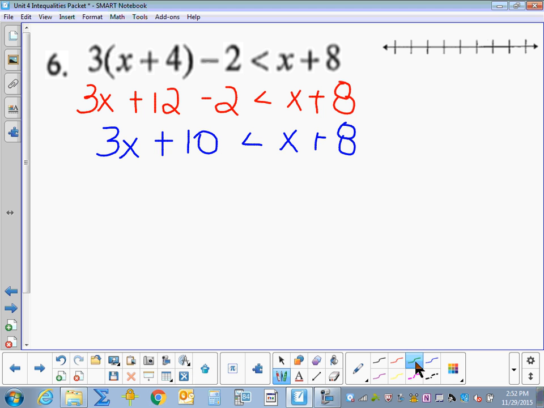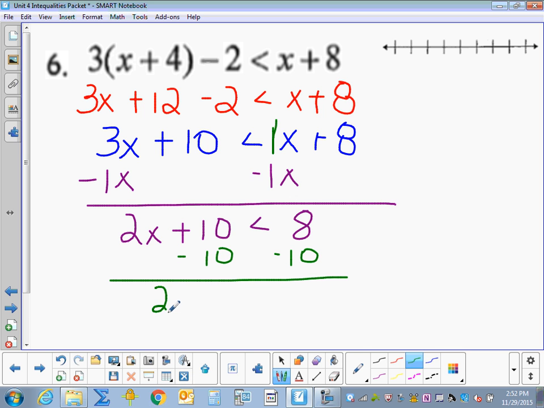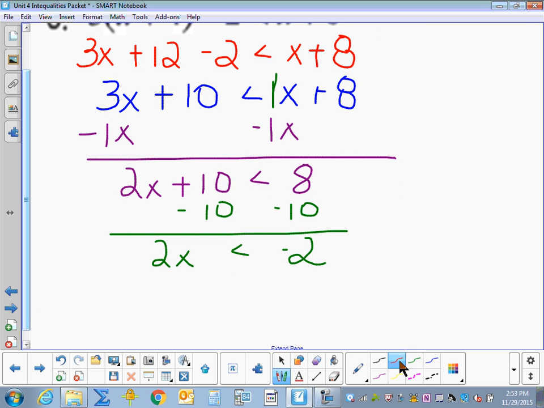So let's move our x's to the left side. Remember, this is a 1x. So we're going to subtract 1x on both sides. 2x plus 10 is less than 8. So let's subtract 10 on both sides. 2x is less than negative 2. So let's divide by 2.